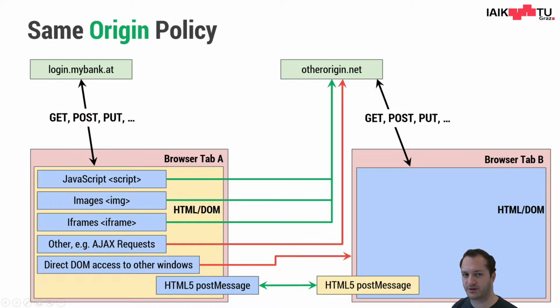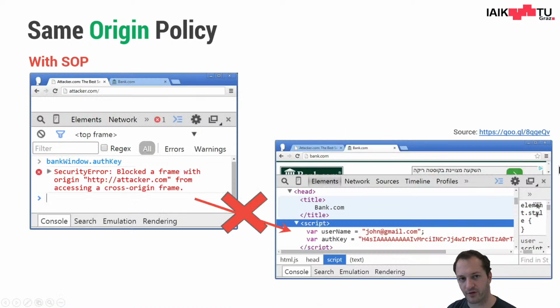The same with images. So it's unproblematic to include images from other domains. And probably you might think, hey, wait, there are even iframes. Didn't it just say that iframes are blocked? Well, iframes by themselves are not blocked. So the attacker here can actually load bank. You can include bank in an iframe, but thanks to the same origin policy, you cannot access data within the iframe.